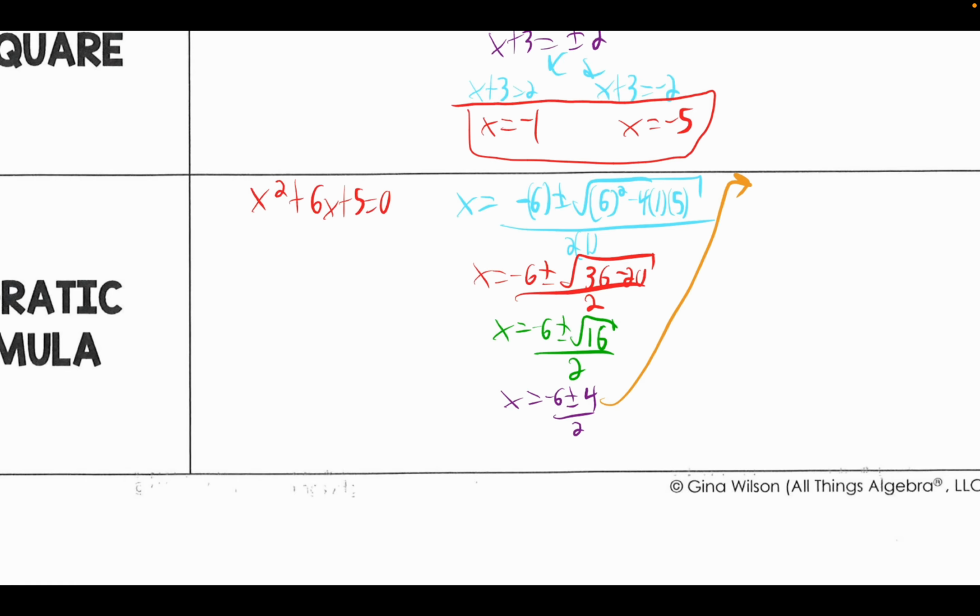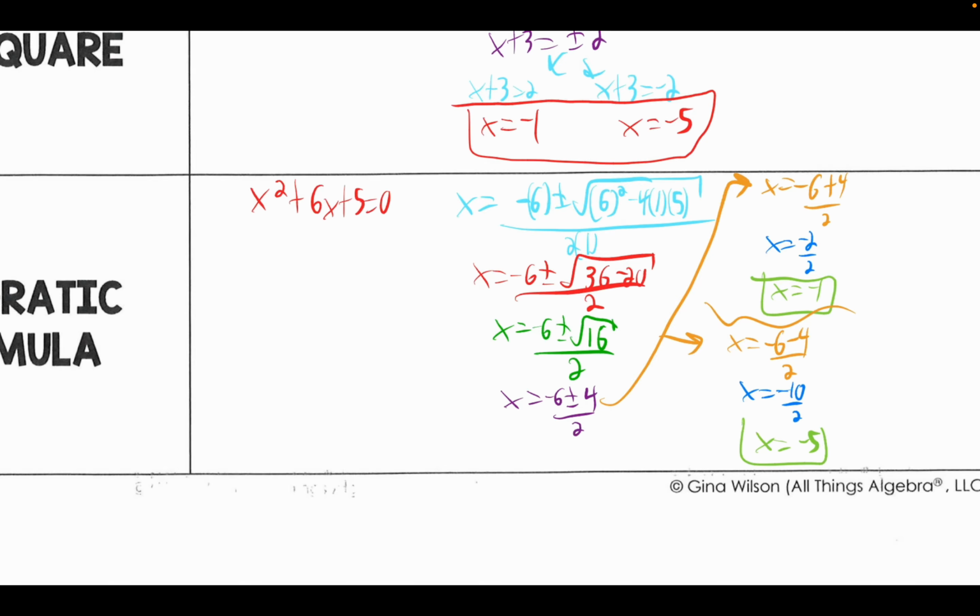to which I say, okay, I need to split this. One of my equations is x equals negative 6 plus 4 over 2, which is really negative 2 over 2, and equals negative 1, which is one of the answers we've gotten. And while we know, yes, the other answer should be negative 5, we'll confirm by doing x equals negative 6 minus 4 over 2. And negative 6 minus 4 is negative 10. And that ends up simplifying to negative 5.